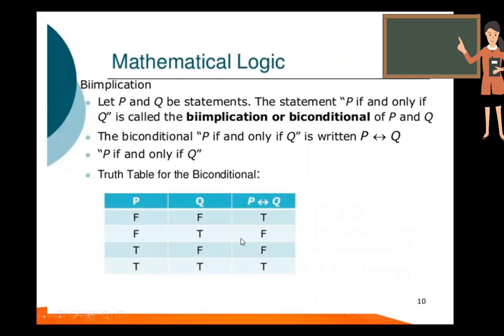We have next the biconditional, or bi-implication. For the biconditional, or if and only if, here are the truth values. False if and only if false, therefore true. False, true, false. True, false, false. True, true, true. So it is false only if the two are different. If you have the same values, all false, therefore true. But if one is false and the other is true, therefore false.